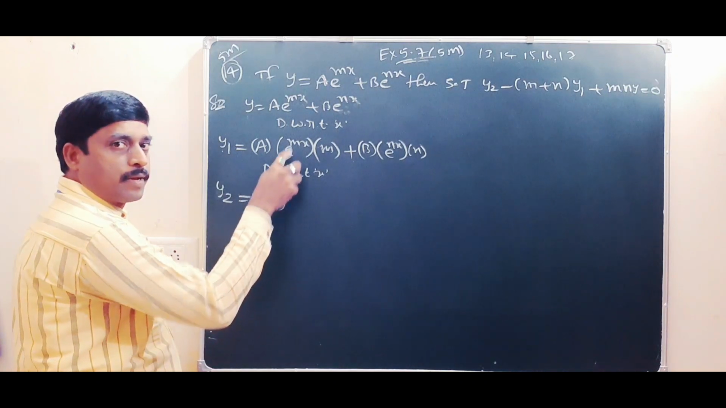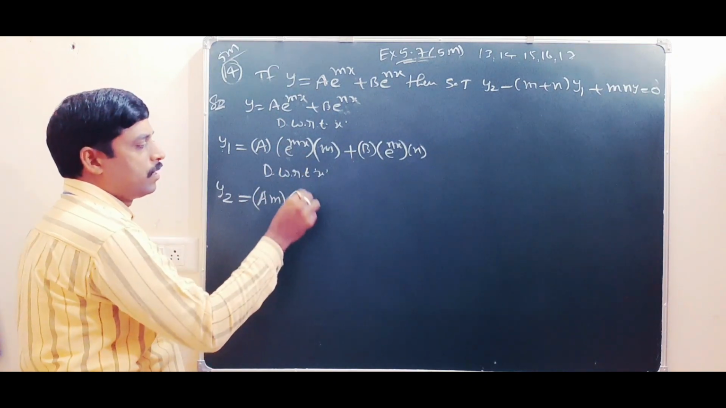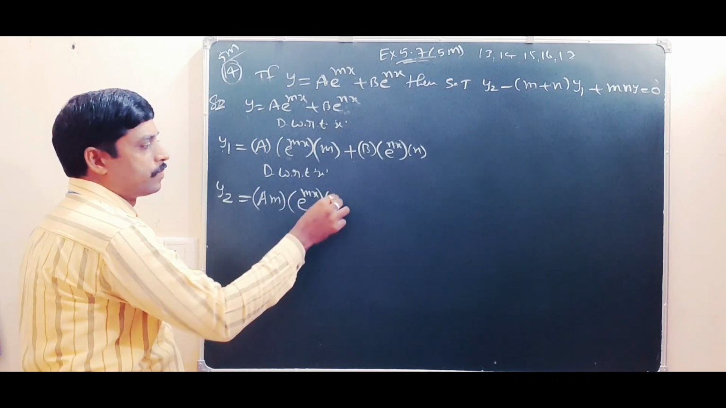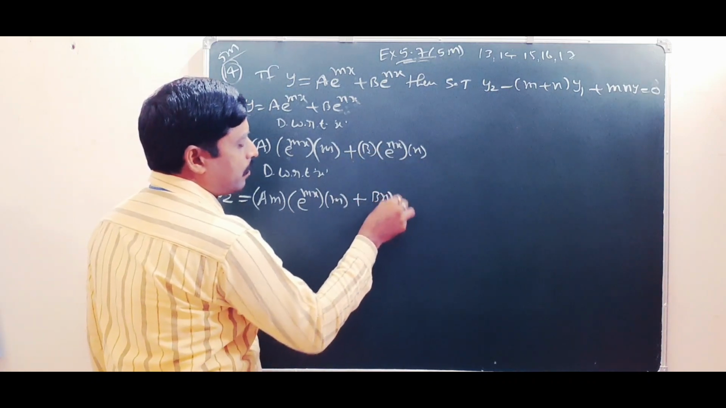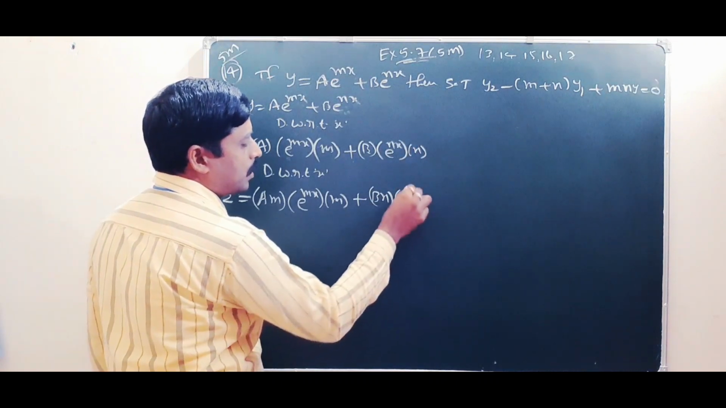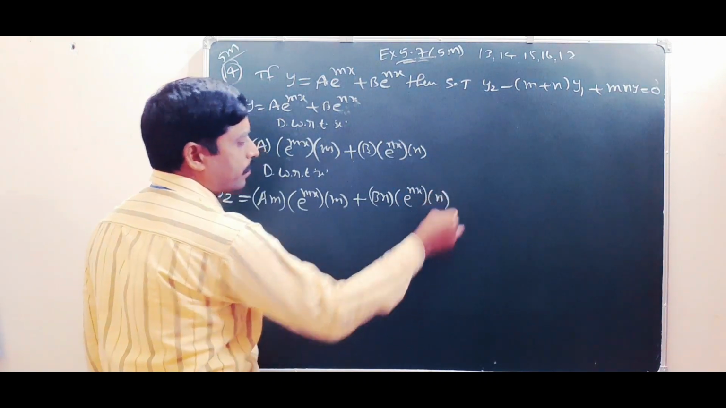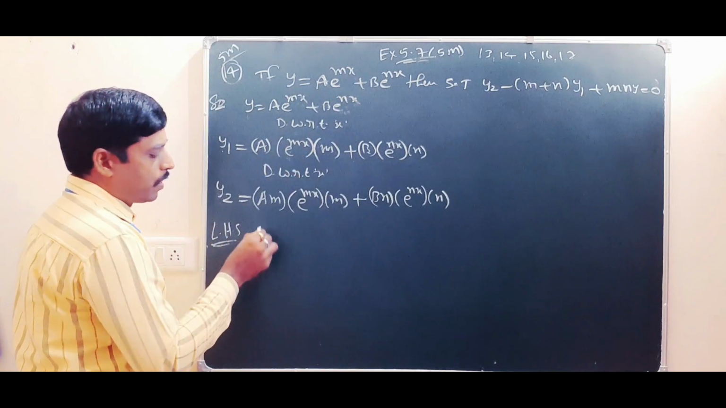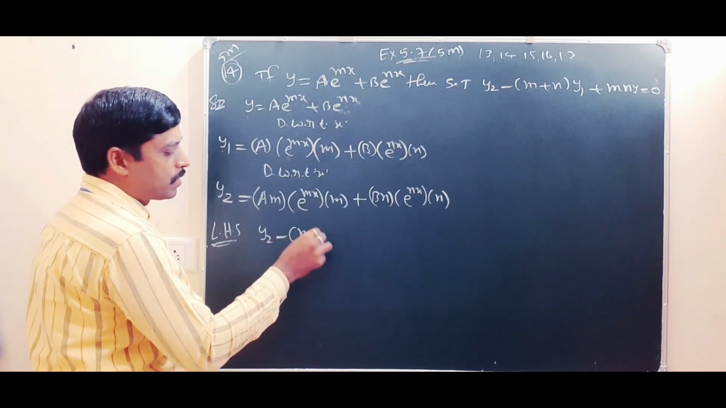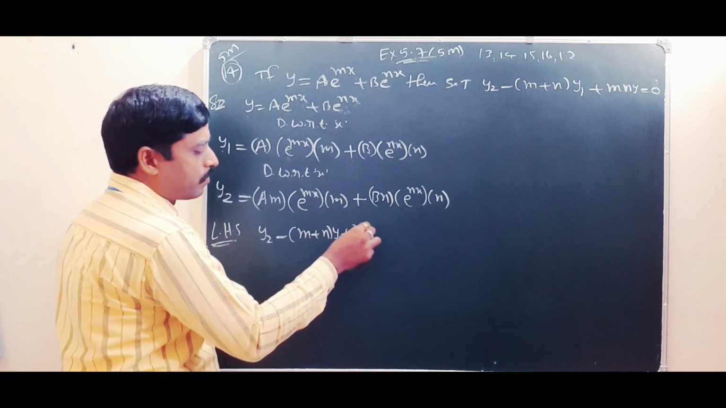Differentiation of e to the power mx will be e to the power mx into m. Here b and n are constants, so differentiation of e to the power nx is e to the power nx into n. Okay, let us take the left side of the given statement: y2 minus (m plus n) into y1 plus mny.